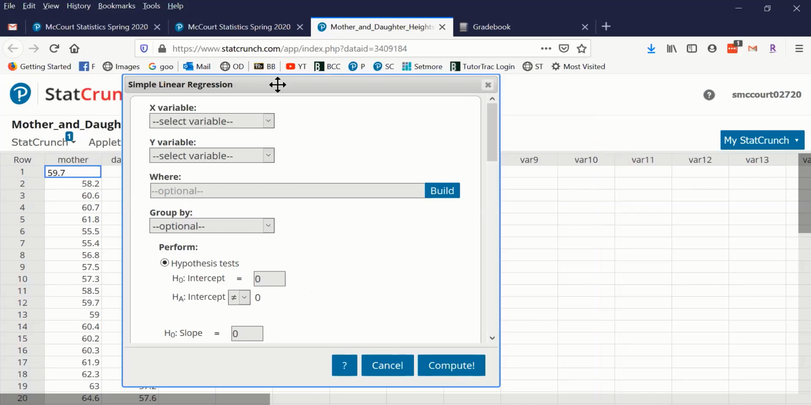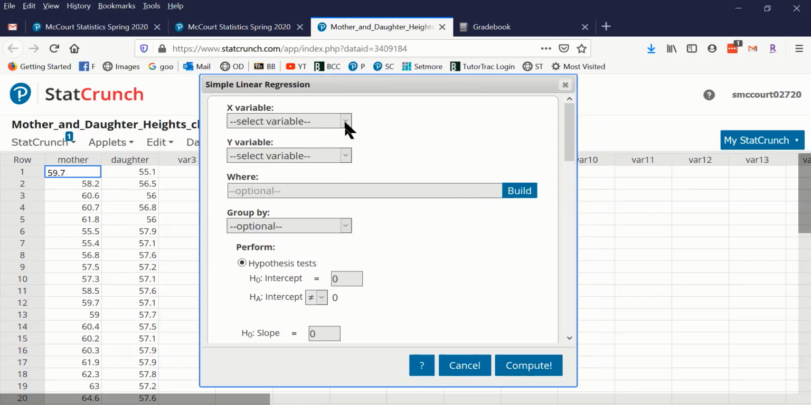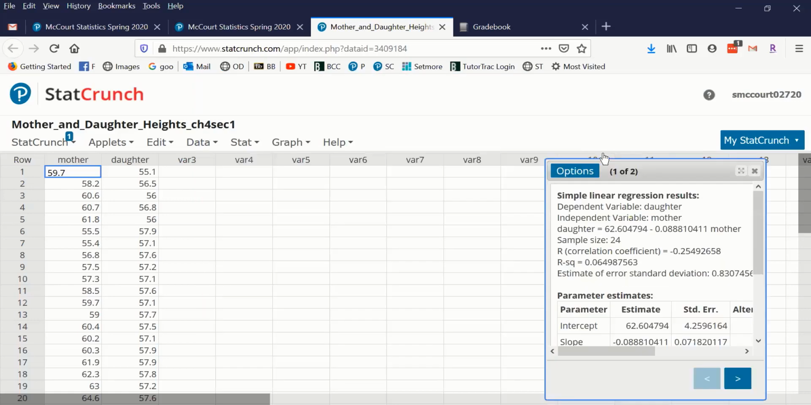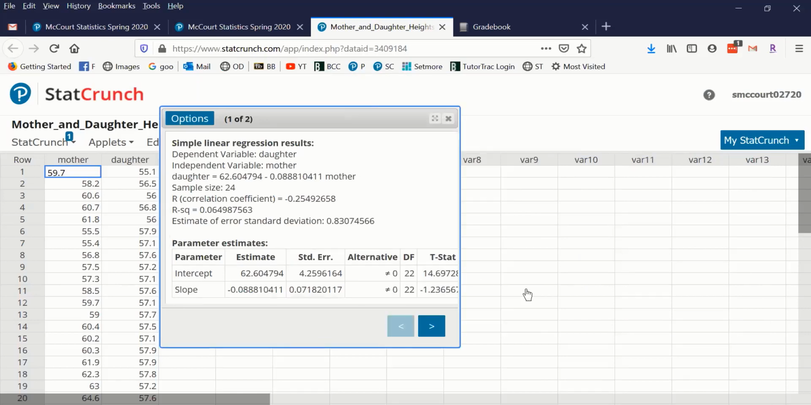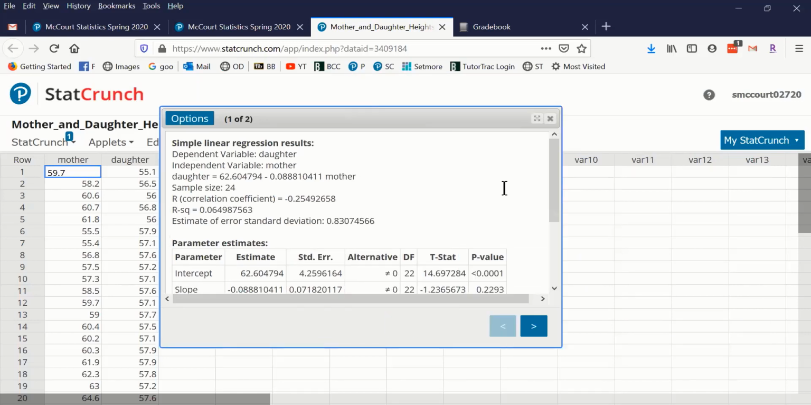So we just want to know our X variable, which is our explanatory variable, mother, and our Y variable is our daughter, our response variable, and we click Compute. So it really is quite simple as long as you remember the regression. Okay, let me bring my results over. There's a lot of results we're going to get here that we'll talk about later, but at this point we're only looking for the results to get the R, or the correlation coefficient.